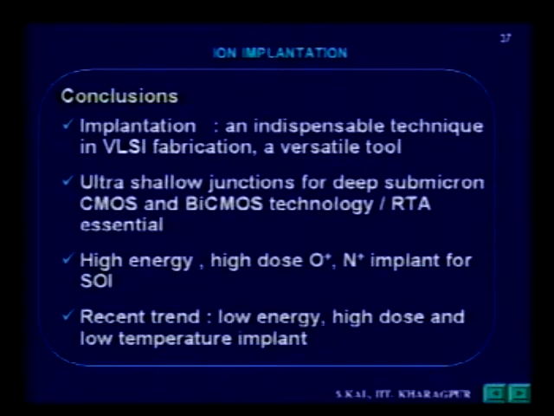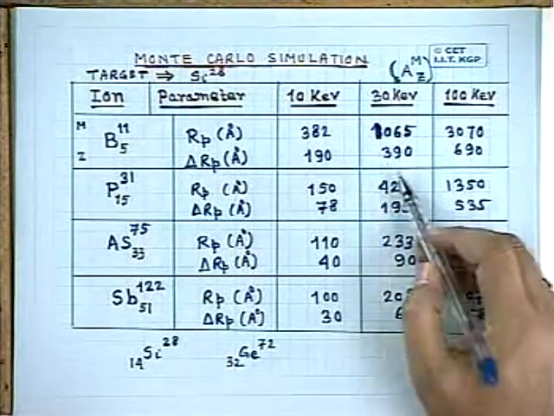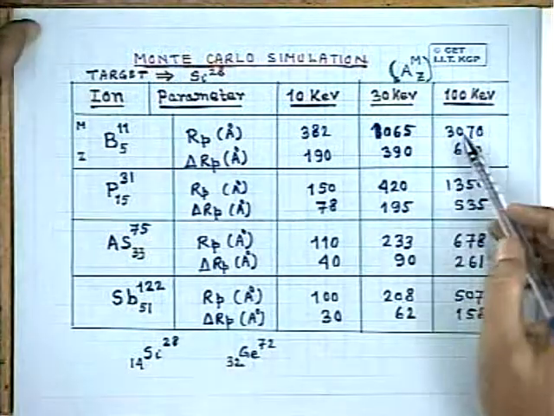In case of SIMOX, sometimes the furnace anneal is used. Rapid thermal anneal may not be sufficient, may not be adequate to remove all the defects. Now, I will discuss one or two tutorial problems on implantation. Before going to that, let us see here.